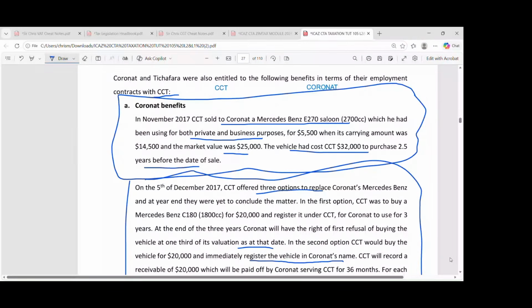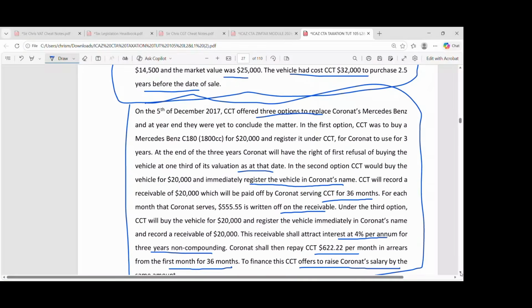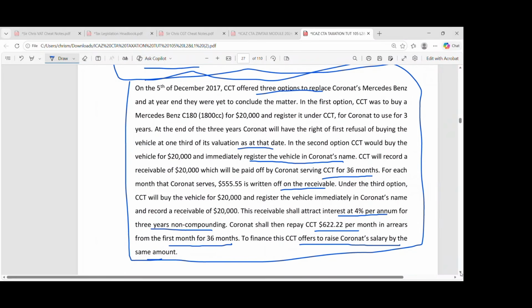So the first option team, CCT offered 3 options to colonat. So, to begin with, CCT wants to buy the Mercedes. Let's start from CCT perspective. They buy the Mercedes. They registered under CCT. So it's a company. Do you agree with me? So the first thing you need to highlight to the examiner, the 20,000 is not an allowance.